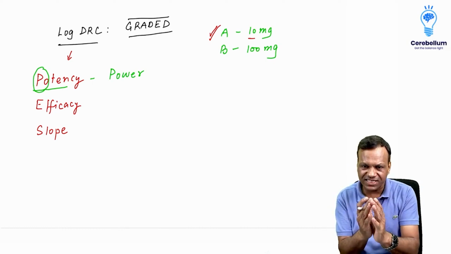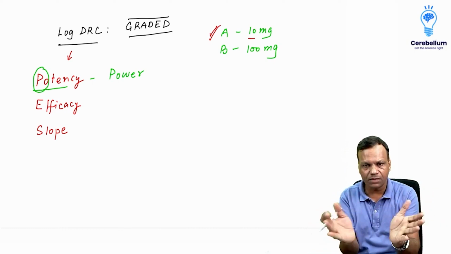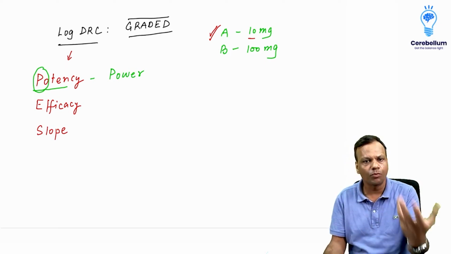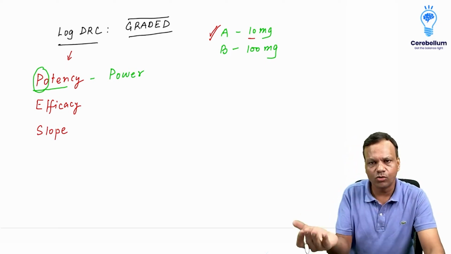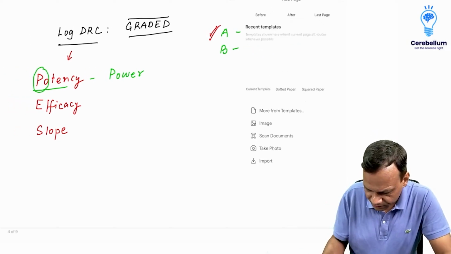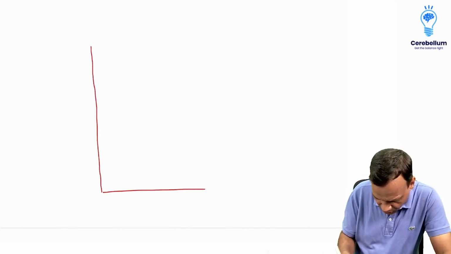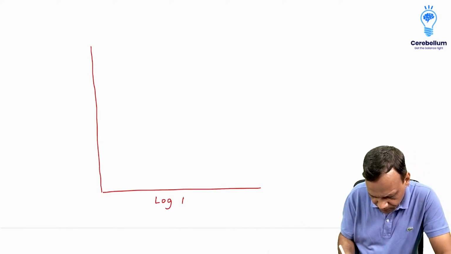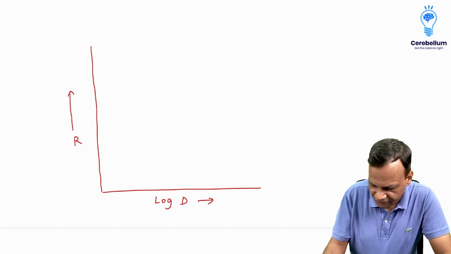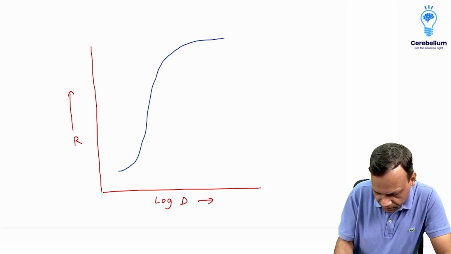So potency is always relative. We cannot say this is a potent drug. It is always a comparison between the two. Okay, so a drug which is required in lesser dose is more potent, which is required in higher dose is less potent. Okay, so if we plot a DRC, can you tell me which drug is more potent, which is less potent? Suppose this is log dose. This is response. So this is the first drug, drug A.